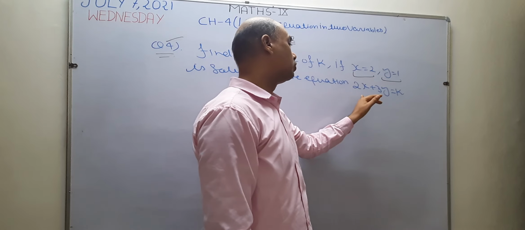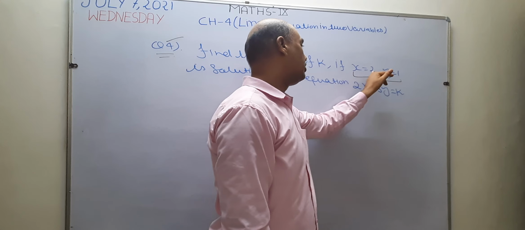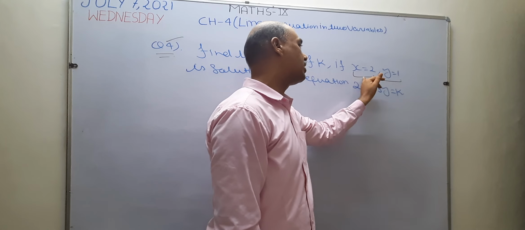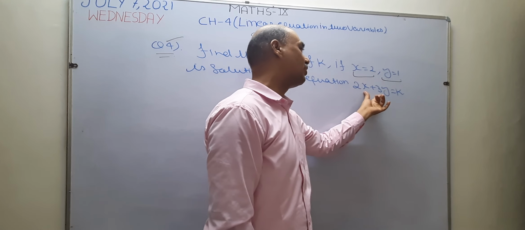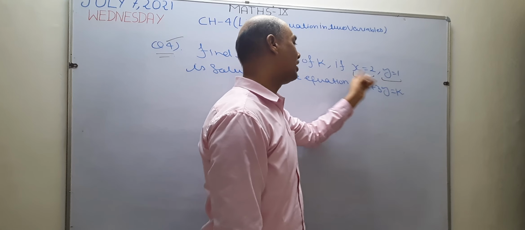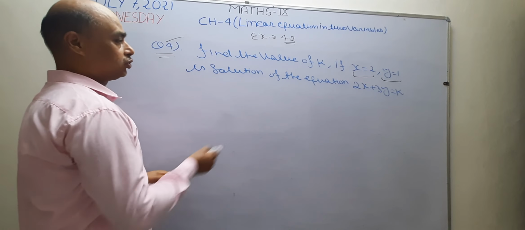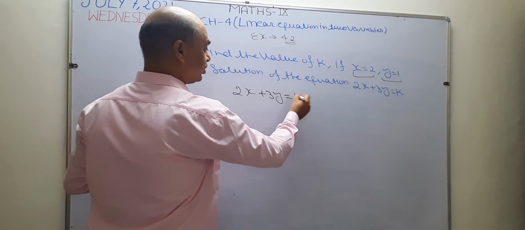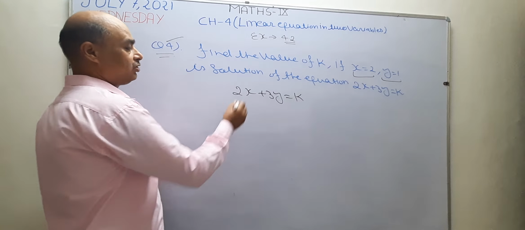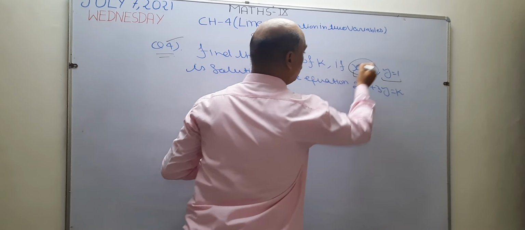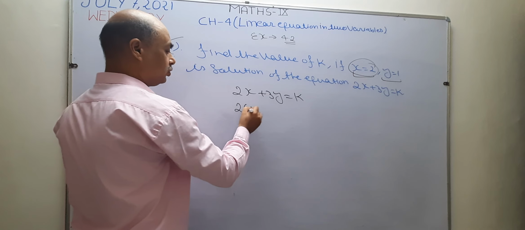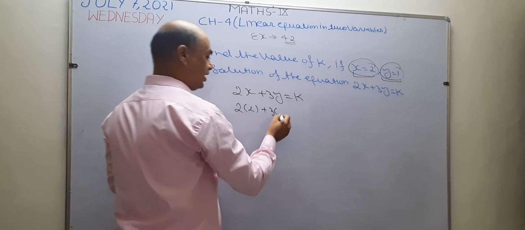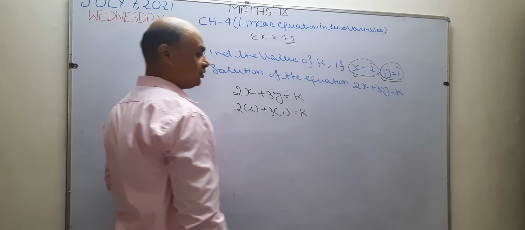We have to do only this: instead of x, I write 2 and instead of y, I write 1. It means we have to substitute the given values in the given equation. In this way, we get the value of k. This is a very simple question. So I write the given equation again. Given equation is 2x plus 3y equal to k. Instead of x, I write 2 because the value of x is given as 2, and instead of y, I write 1 because the value of y is 1. And k remains the same.